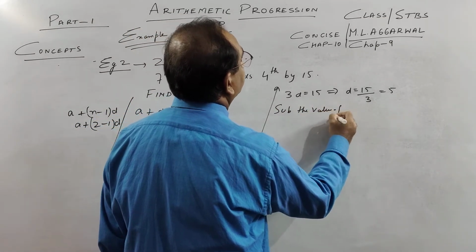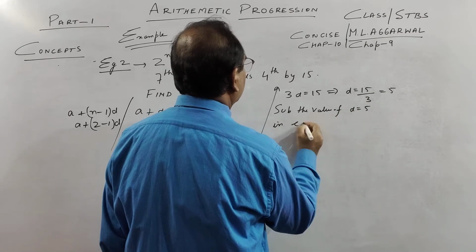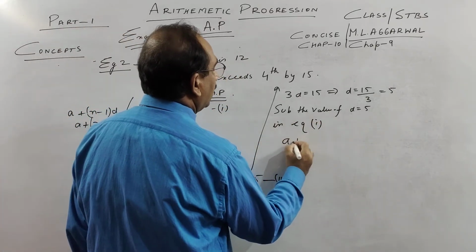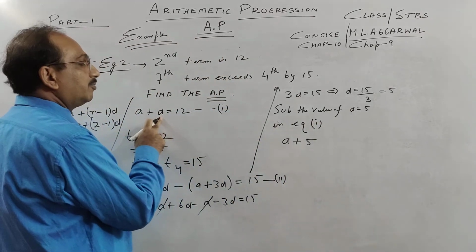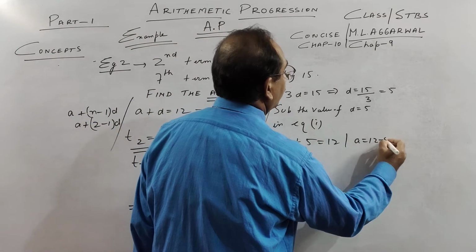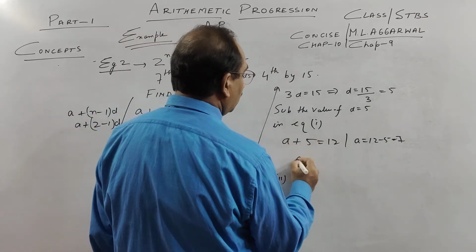So substituting the value of D is equal to 5 in equation 1, A plus 5, in place of D we write 5, is 12. So children, we get A is 12 minus 5, which is 7. So my first term is 7.